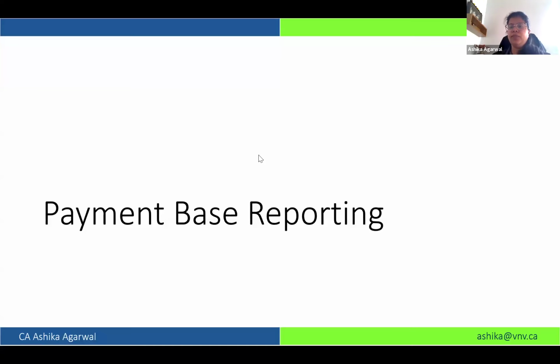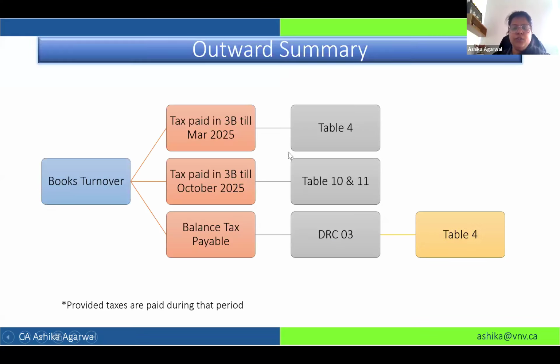I hope the screen is visible. So with this, for outward, I want to put one more part: reporting in GSTR 9C is dependent upon in which period you have paid the taxes. If you have paid the taxes in 24-25 through 3B, it will get captured in table 4 of GSTR 9. If you have paid the tax in 25-26 through 3B, it will get captured in part 5 of table 10 and 11.